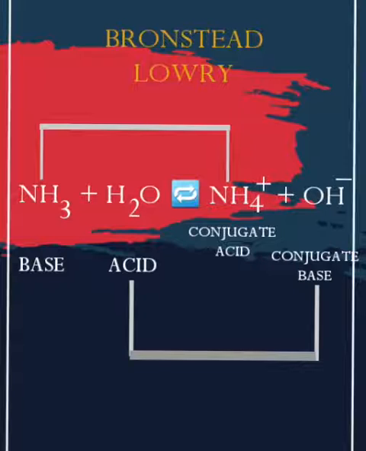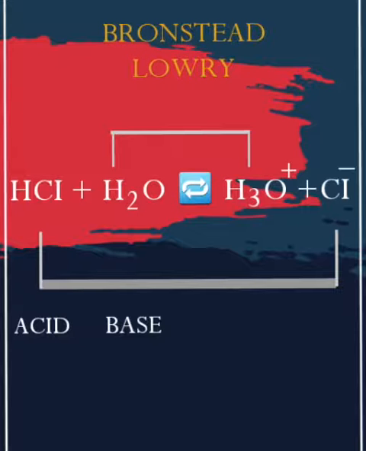As a rule, if the acid is strong, then the conjugate base is weak, and if the base is strong, then the conjugate acid is weak. Consider the second equation where HCl is acting as an acid and H2O is the base. Here, water is the base because it accepts the proton. Similarly, HCl is an acid because it loses a proton and forms Cl minus.